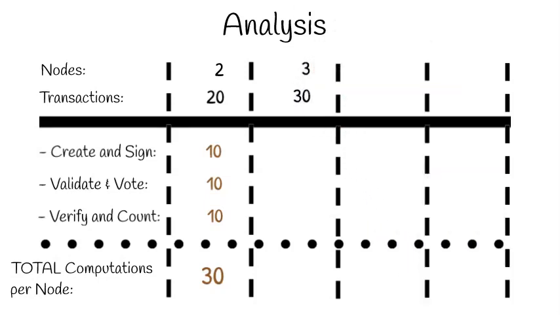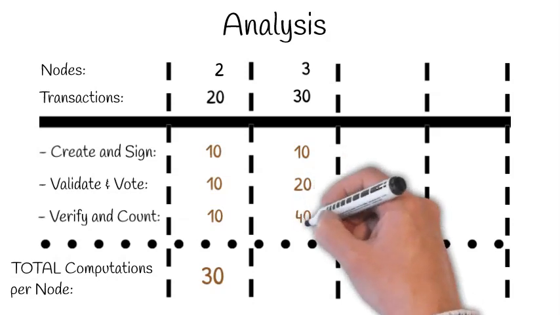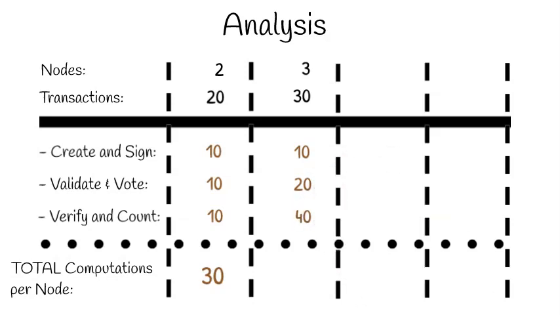With three nodes, there are 30 transactions. Each node has to create and sign its own 10 and validate and vote on the 20 transactions from the other nodes. But now this means every node has to verify and count 40 votes, which totals 70 computations.